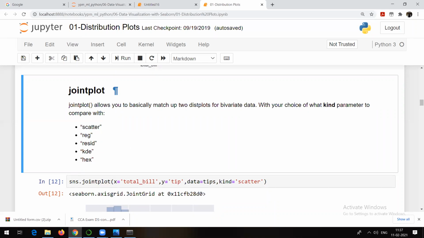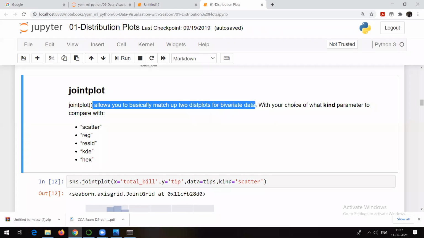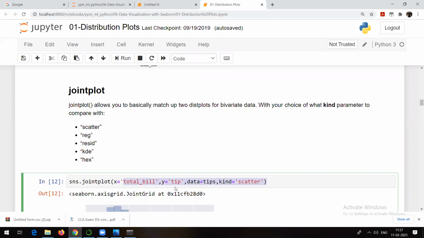Why is it named as joint plot? Because here there will be two plots you'll be able to see, and obviously there will be x and y dimensions, right? So joint plot allows you to basically match up two distribution plots for bivariate data. Bivariate data, just try to understand, right? So for example, x-axis is total bill and y-axis is tip. So we want to see what is the relation between them. You can go with the joint plot. Okay, and obviously there are other plots also. So there is a parameter called kind in joint plot.